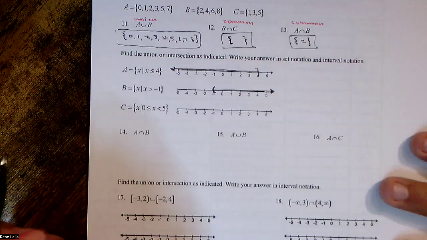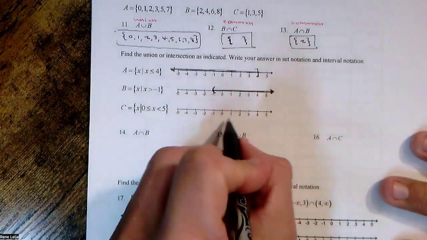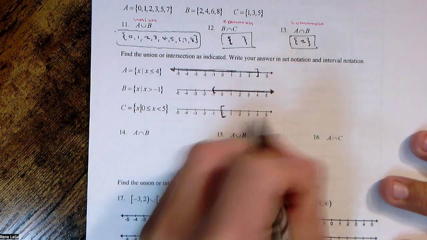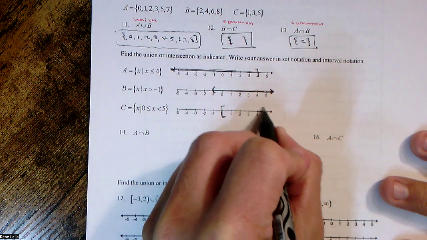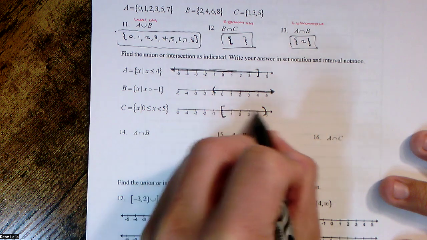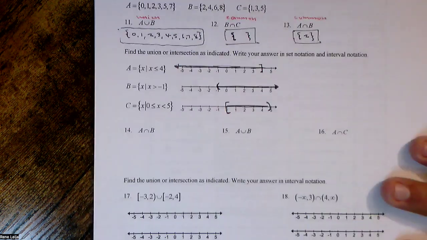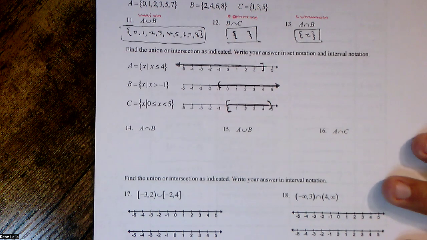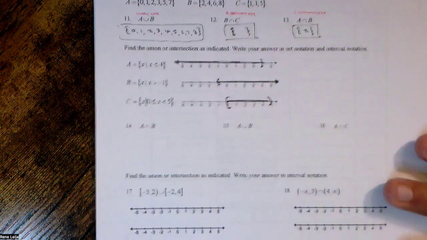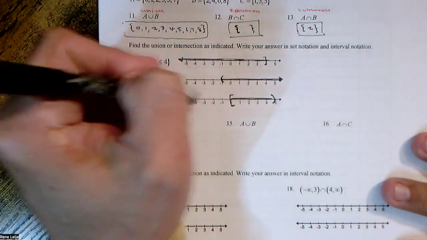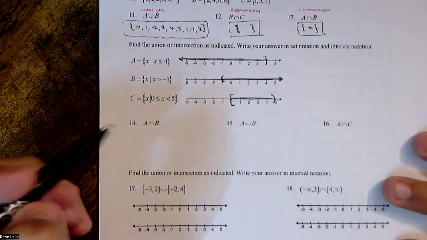Now notice that X includes 0. So that's a bracket at 0. And then a parenthesis at 5. And then we want everything that's in between. Okay. Now we're going to answer 14, 15, and 16. And it's nice because notice how our number lines are lined up nicely.